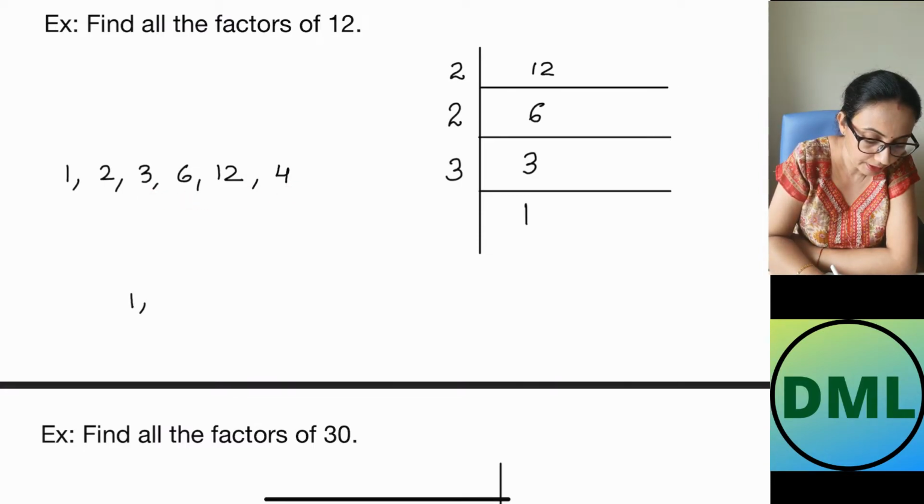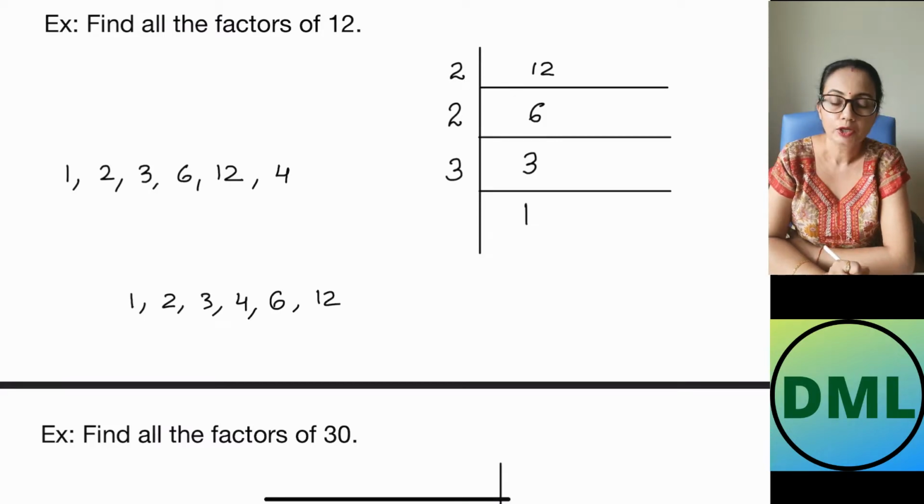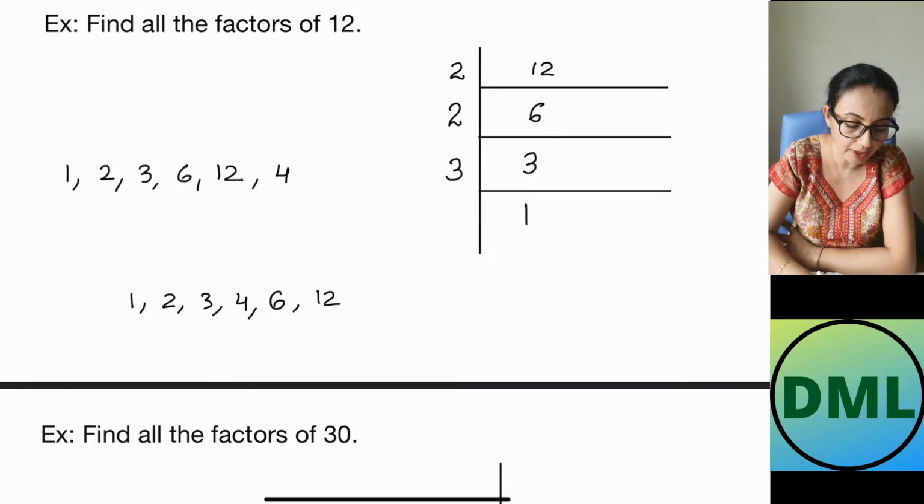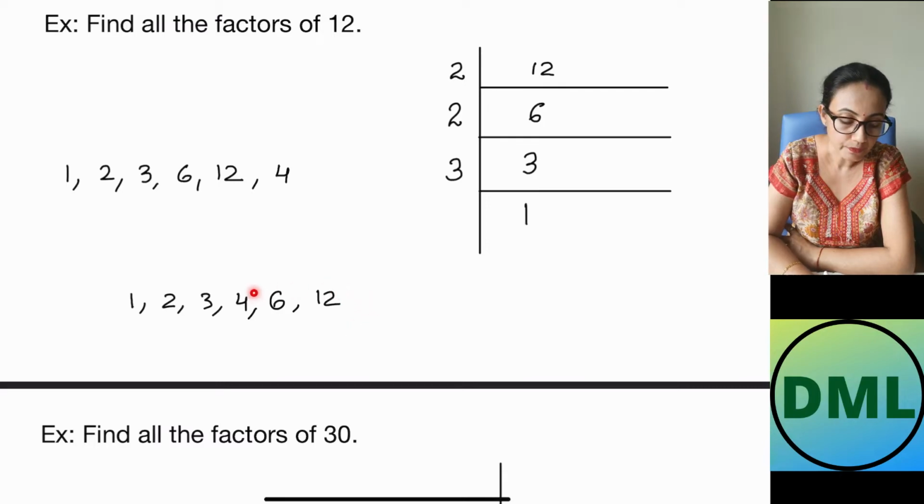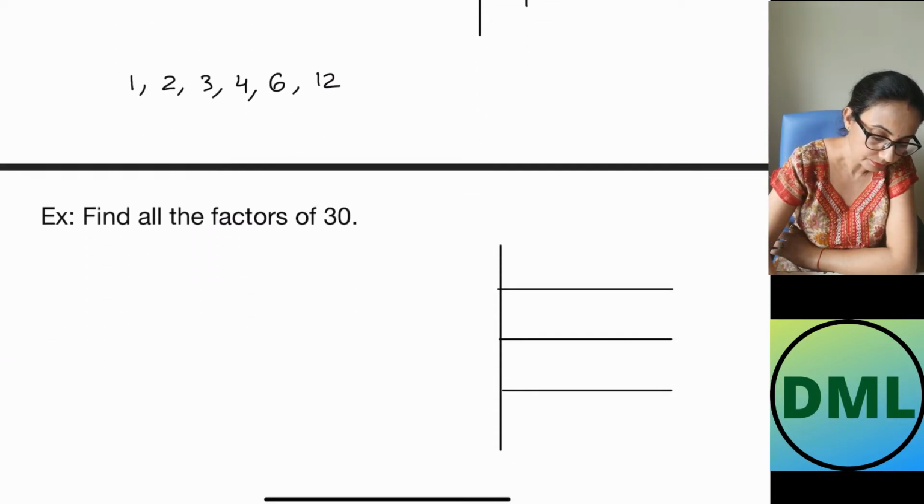It will be 1, after that 2, after that 3, after that 4, after that is 6 and after that is 12. This is the way you have to write down your answer. So all the factors of 12 are 1, 2, 3, 4, 6 and 12. These are all the factors of 12.